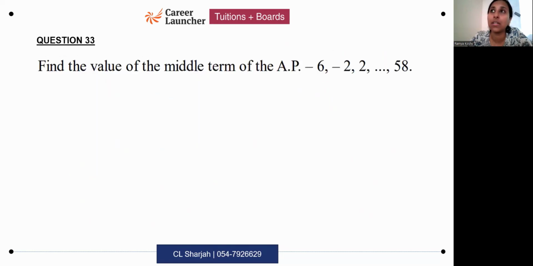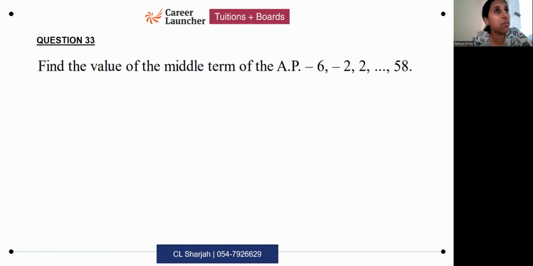Value of middle term. How do you find out the value of the middle term? How do you find the value of the middle term of an AP? You need to first find the number of terms. Ma'am, ending term by 2. Can you repeat that? Ending term divided by 2. When you are saying ending term divided by 2, that means 58 divided by 2 is the middle term. That is wrong. How do you find the middle term's position? That is also not 58 divided by 2.